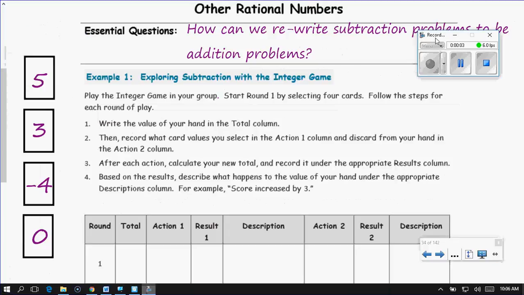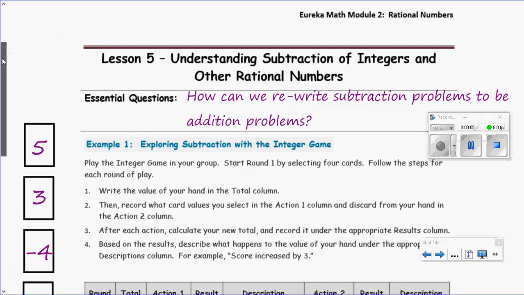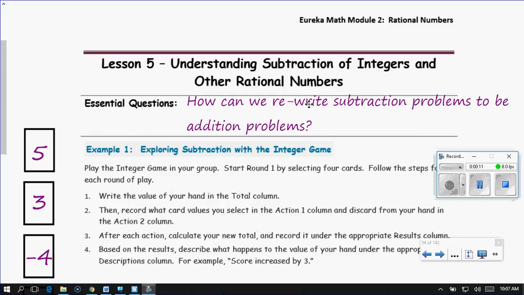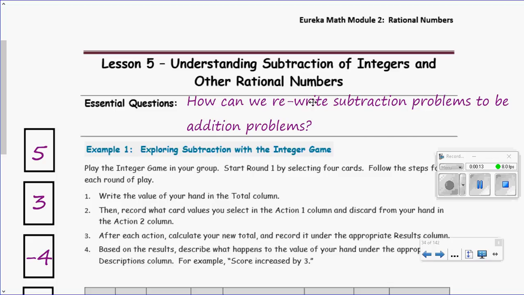Everybody, this is lesson number 5 in module 2, understanding subtraction of integers and other rational numbers. What we're actually going to do today is figure out how to rewrite subtraction problems as addition problems. The cool thing about subtraction problems is that we can rewrite them to be addition problems and therefore know exactly how to solve them, because we know how to solve addition problems.